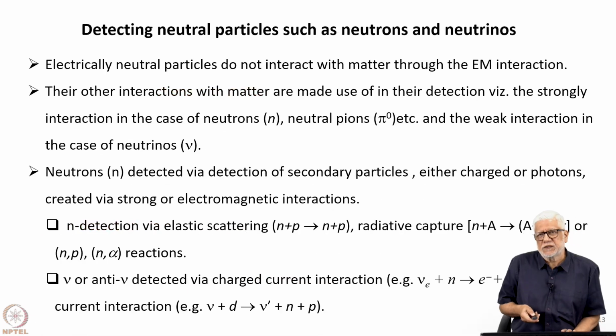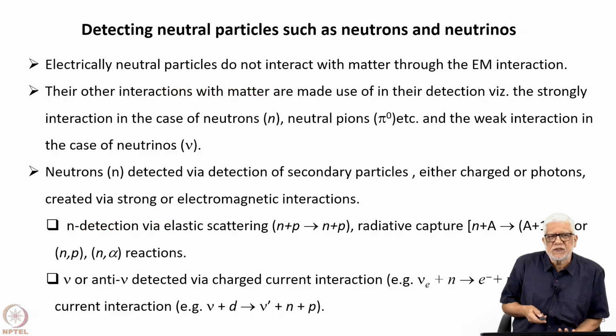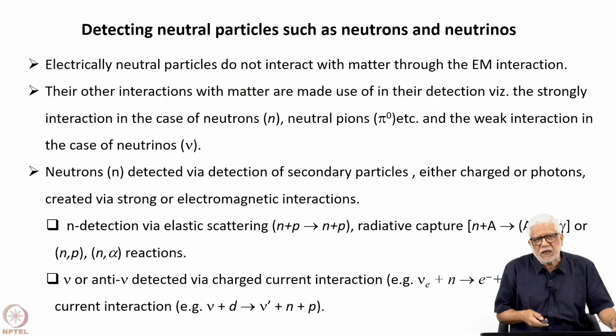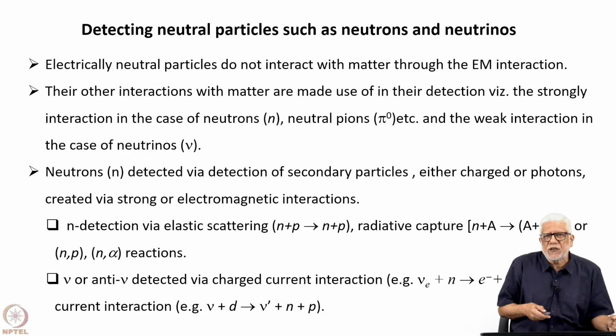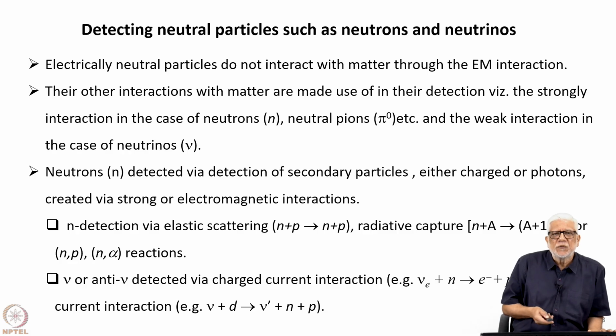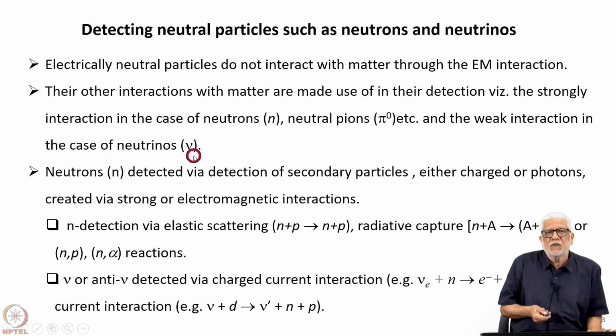Detecting neutral particles. Now, how do you detect neutral particles? As I already said, neutral particles cannot be detected as such because they do not directly produce ionization. They have to interact with matter. They do not interact electromagnetically, as they are neutral. However, they interact with matter, for instance, through the strong interaction or through the weak interaction. In the case of neutrons, neutral pions and so on, they interact via the strong interaction. Neutrinos, on the other hand, interact through the weak interaction.